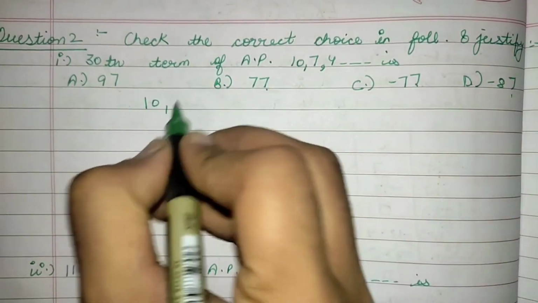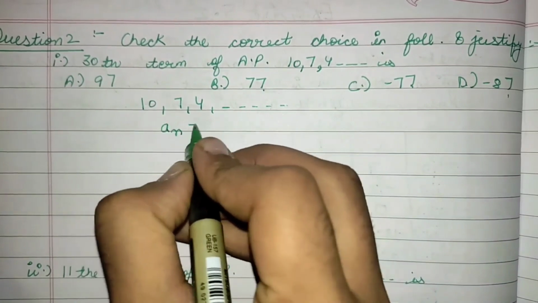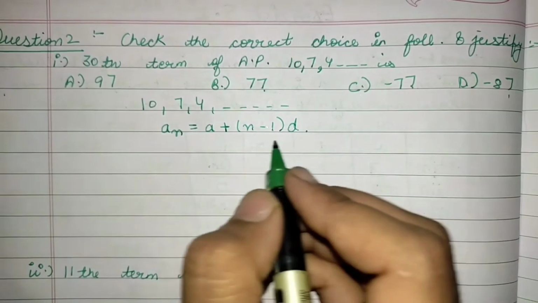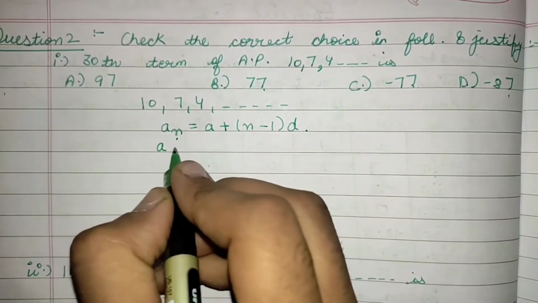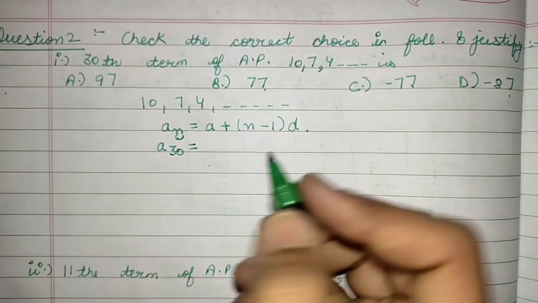So how to find out the 30th value? You have to use which formula? You have to use the formula a_n = a + (n - 1) d, meaning the nth term of the AP you have to find out. So nth term is what? The nth term is my 30.